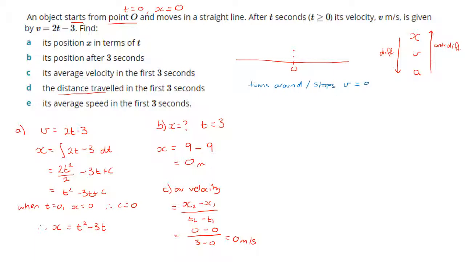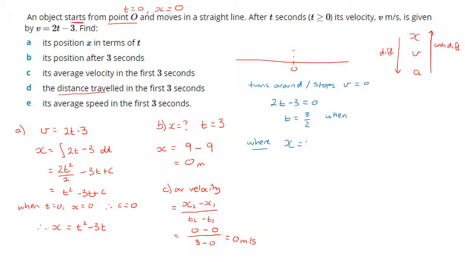So to know where our particle turns around, we substitute velocity equals 0. So I will get 2t minus 3 equals 0. Solving this gives me t equals 3 over 2. That's when it turns around. If I want to know where it turns around, I need to substitute this into my position equation, because where it is located is a position.